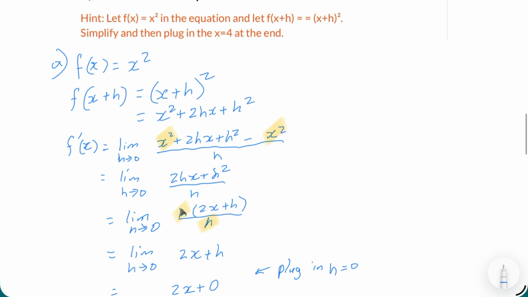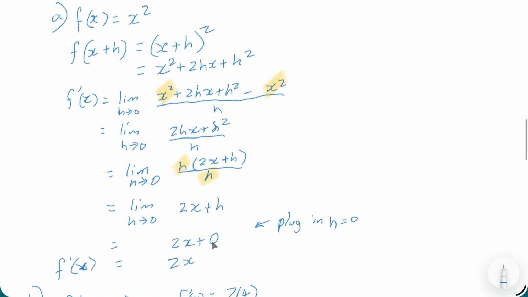Now the h at the top divides into the h at the bottom. These two, the factored one, not the other one, the factored one, and the h in the denominator. So we're left with the limit as h approaches 0 of 2x plus h. Now we have to plug in h equals 0 right here, so it becomes 2x plus 0. Notice the limit drops because you have plugged in the 0 for the h. 2x plus 0 is simply 2x, so f prime of x is equal to 2x.